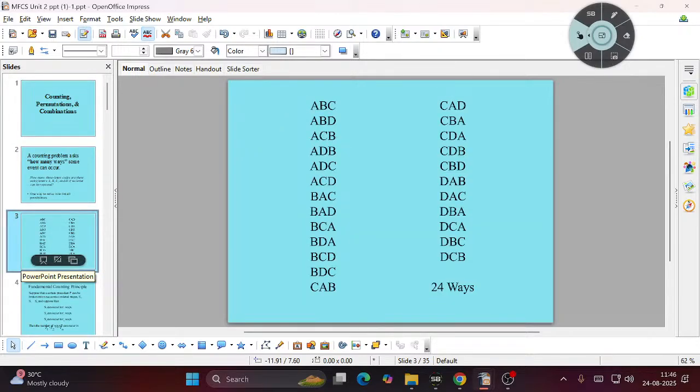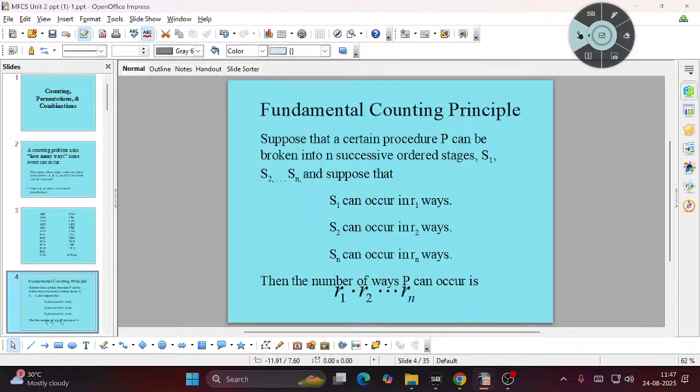So see here, these are the different possibilities that you can put the problem into. Right? Write down this one. To solve these problems, you are using the fundamental counting principle.